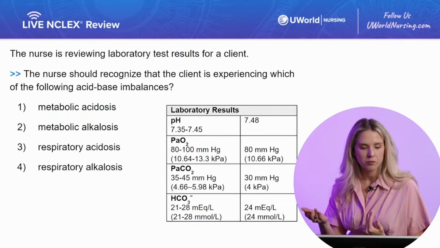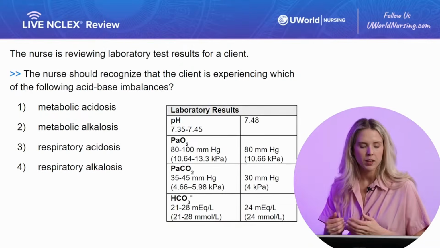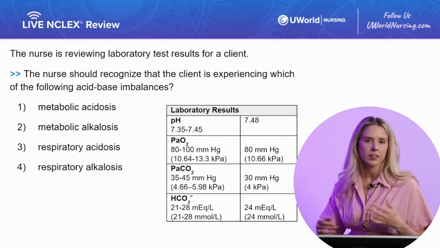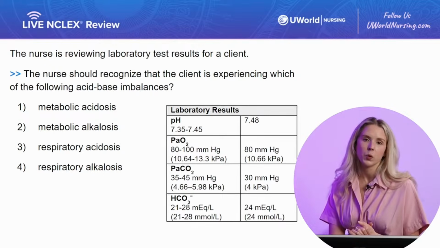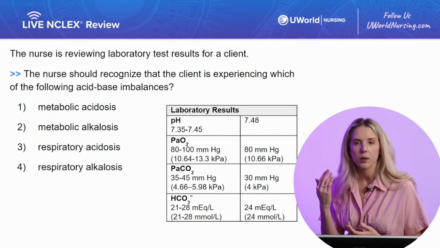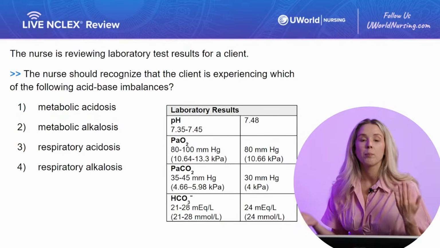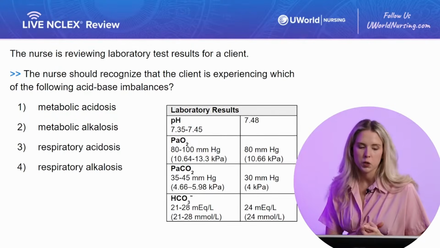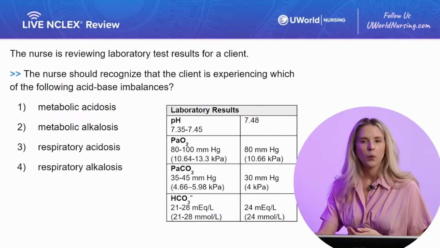Now we know it's option 4 at this point. That was our correct option. But is it compensated or is it uncompensated? So first thing to look at, is that pH back within normal range? No, it's not. It's 7.48. It's still high, but our bicarb is normal. So we know this is uncompensated respiratory alkalosis. Way to go, you guys.